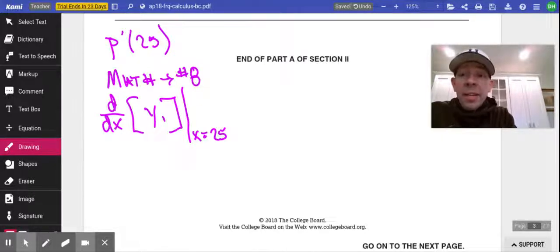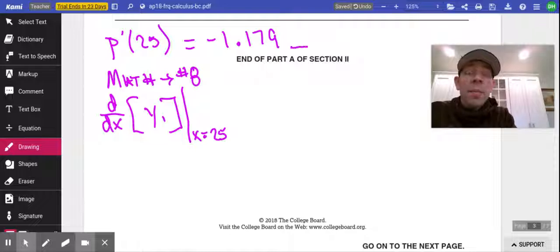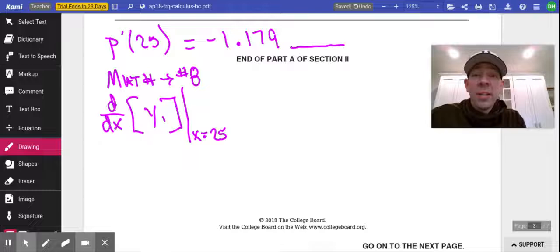Hit enter, and you're going to get negative 1.179. I'm going to forego the units for a second, and we're going to discuss our setup for how to interpret the meaning of this answer within the context of this question.